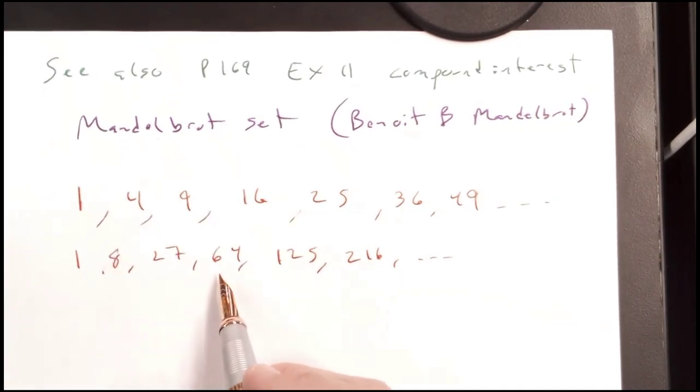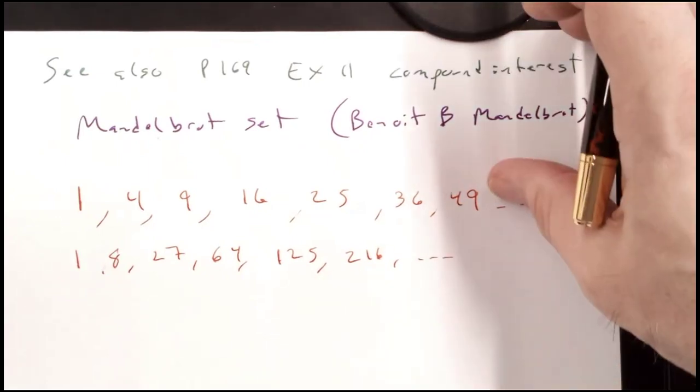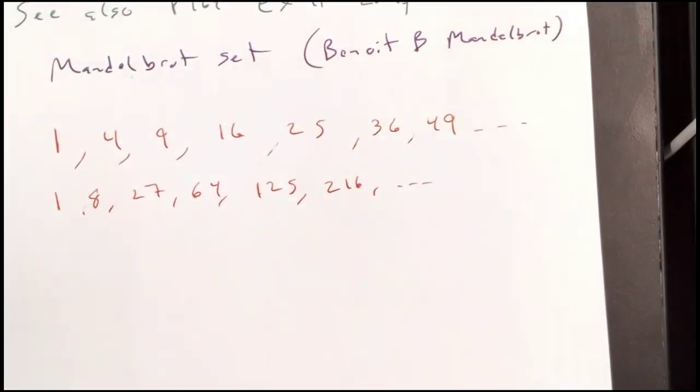Three cubed is 27, four cubed is 64, five cubed, six cubed. On we go. Do I expect you to memorize and recognize these? Oh, hell no. Take a look on page 171.